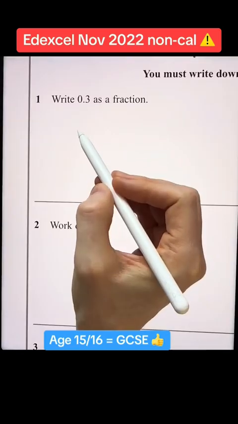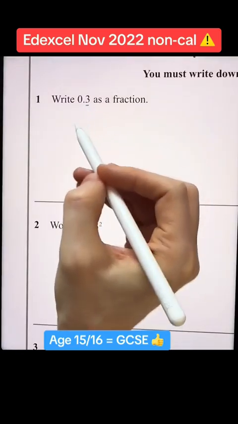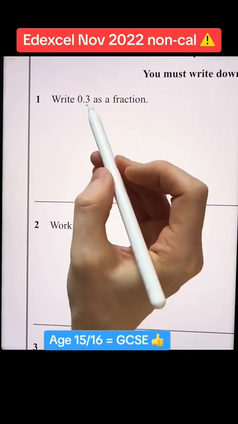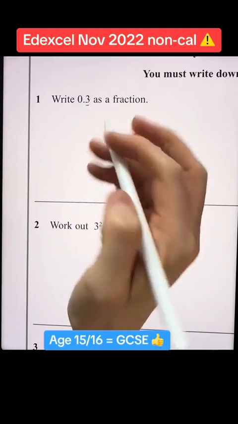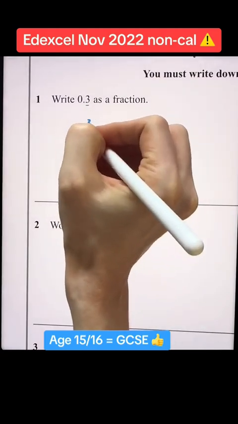Write 0.3 as a fraction. As we've only got one digit to the right of the decimal, it's in the tenths column. Hence, we're going to write the number, in this case 3, over 10.